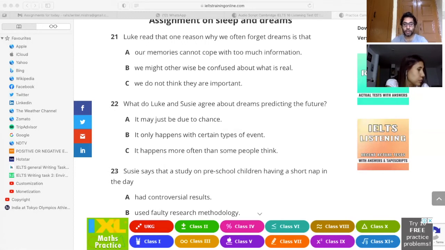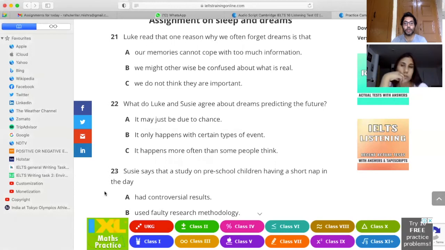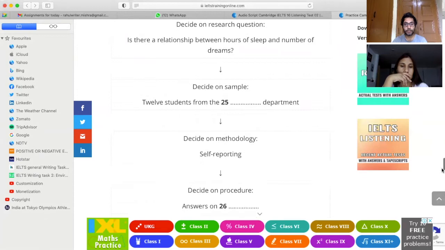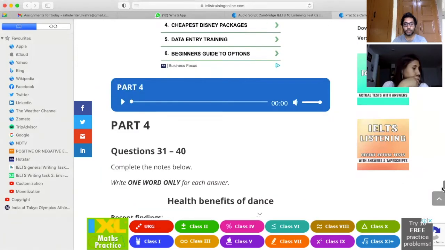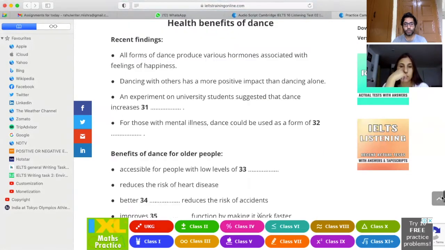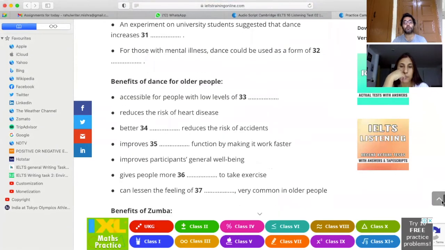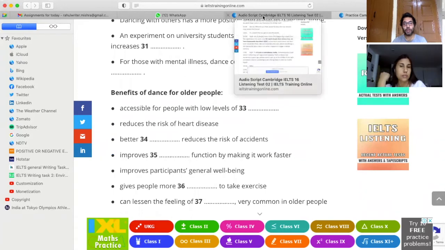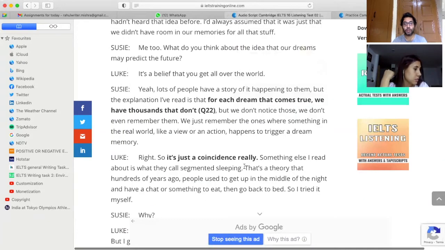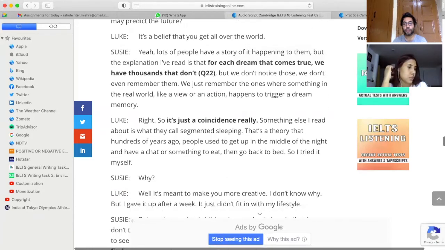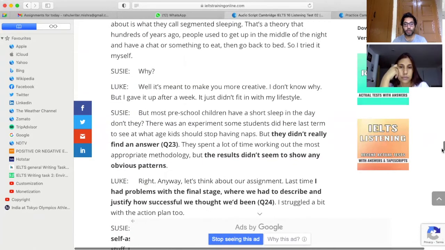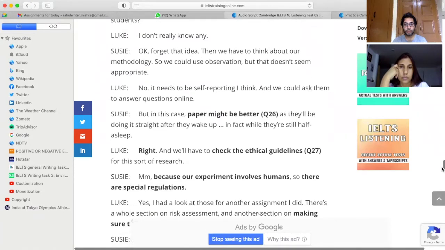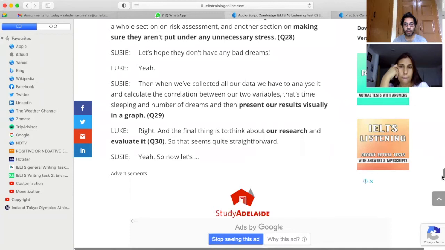Just different words they have used. Okay. 33, what does that say? Where the bands are wrong. Okay. Benefits of dance for older people. What are the benefits of dance for old people? What are the benefits of dance? What did you write?